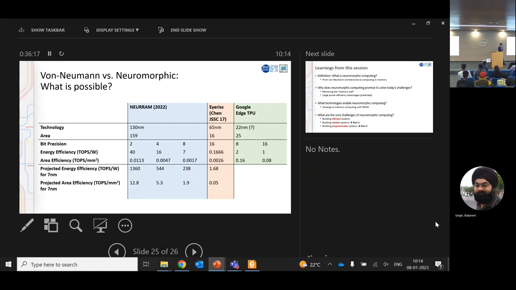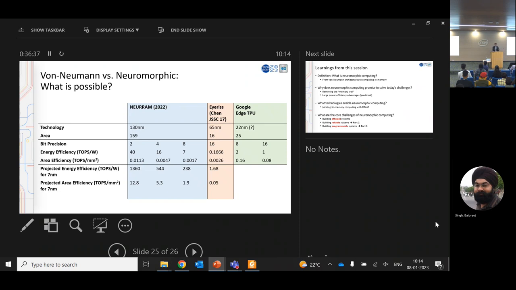And so what is currently possible? Just to wrap this whole thing up, I compare this Neuron chip versus the Eyeriss chip from academia, 2016, which was one of the first TPU-styled architectures from academia, and then the Google Edge TPU, just to have some examples to compare it.